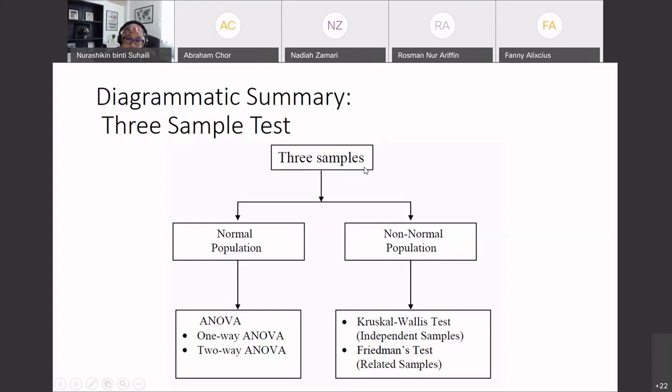For three or more samples, under this is ANOVA, and there are two types of ANOVA: one-way ANOVA and two-way ANOVA. And for this one is the Kruskal-Wallis test and Friedman test. So there are many tests, and each has its own specific name. What I can say at this point is that you will be introduced to all of these tests, and to what kind of situation or application that each test will be used for.